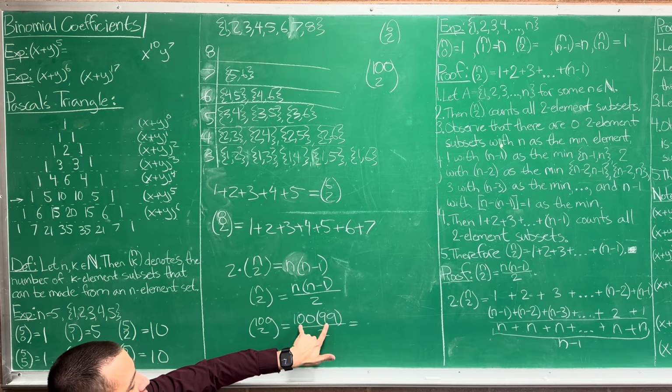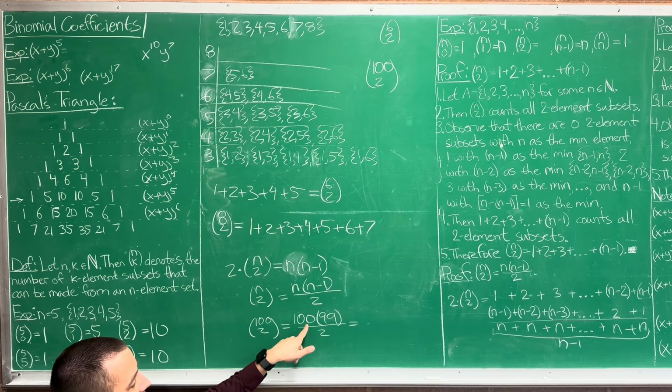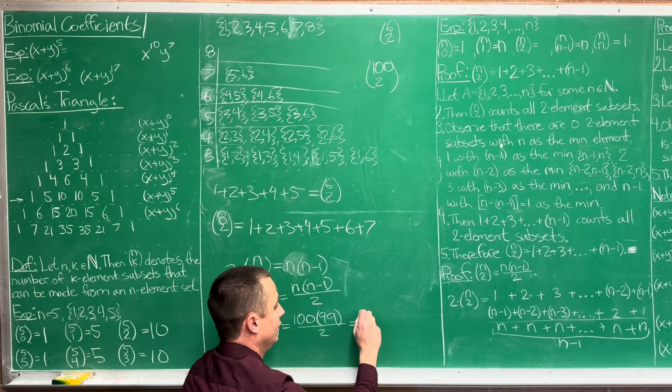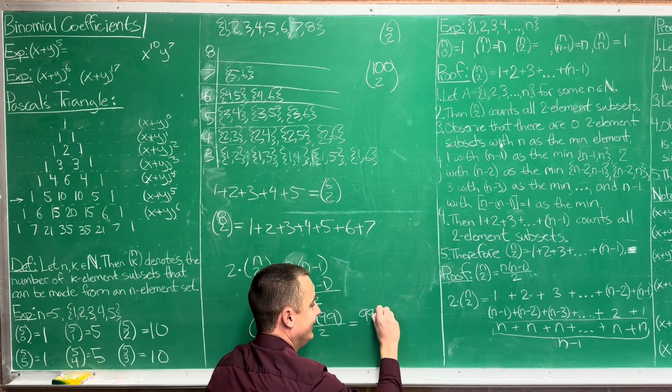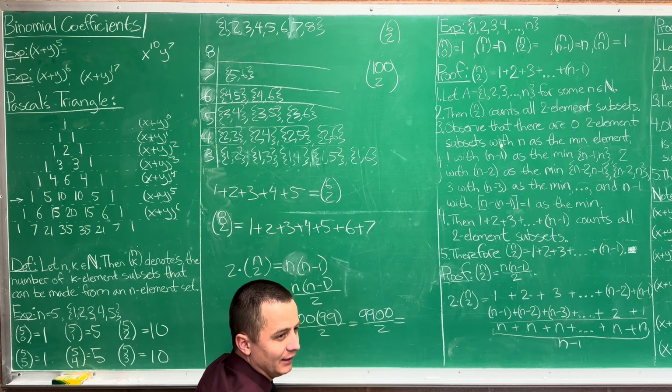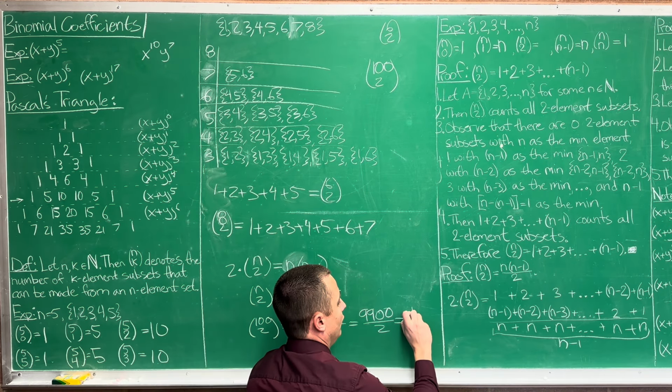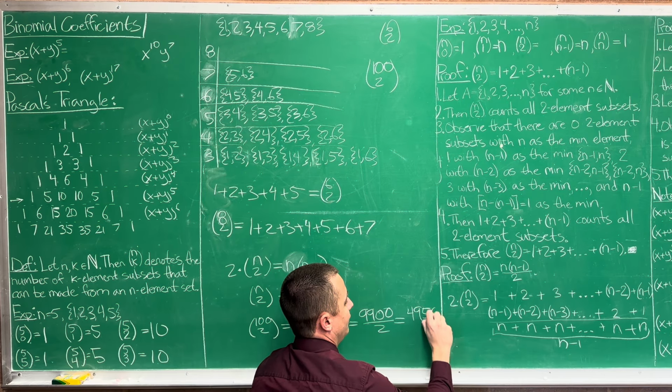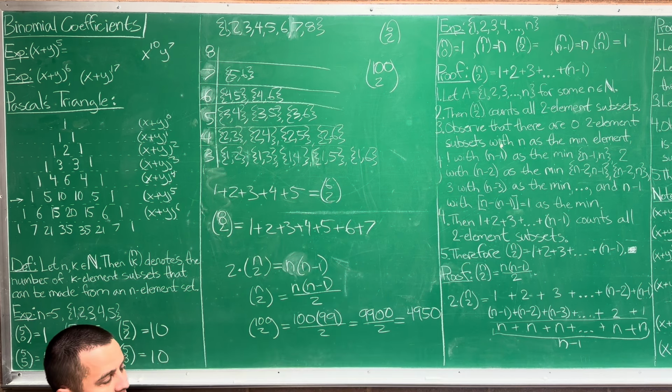4950. Yeah, it would be easier to double it than cut it in half, maybe? I don't know. What's 99 times 100? 9900. That's just 9900 over 2. Now we're doing half that. What's half of 99? 49.5. So 4950. And there we go. That's what it is.